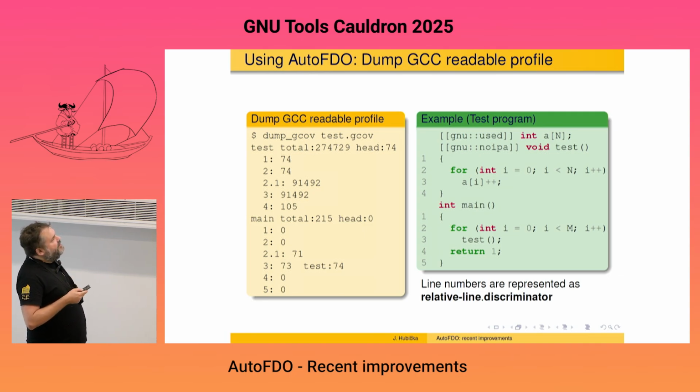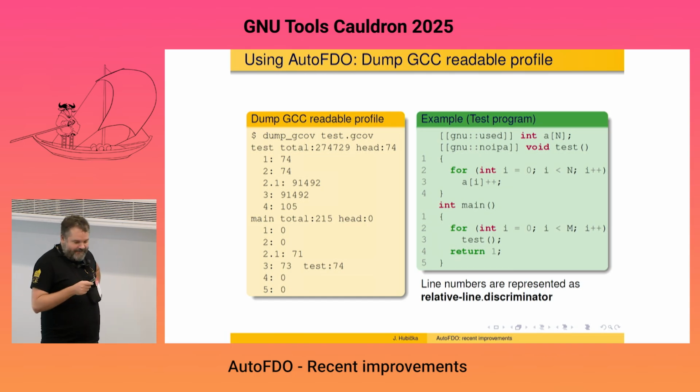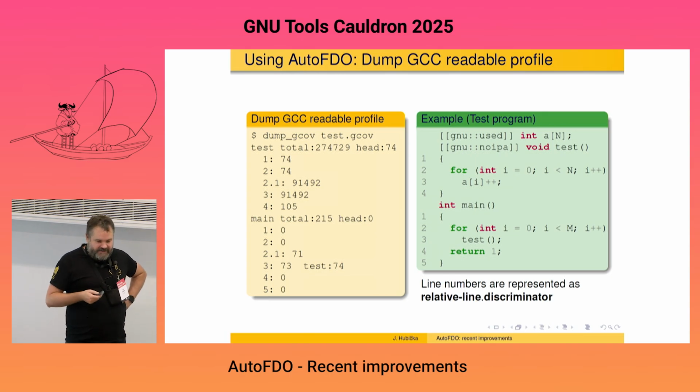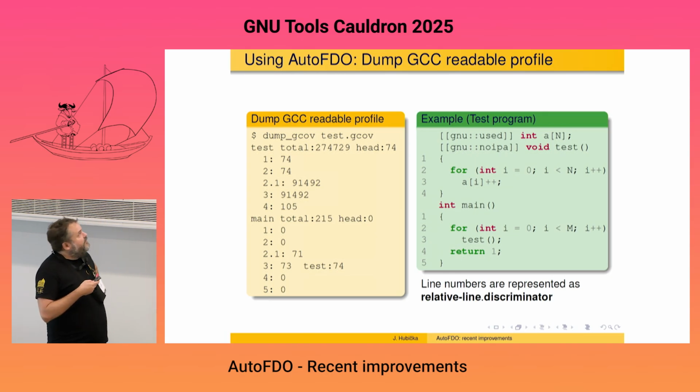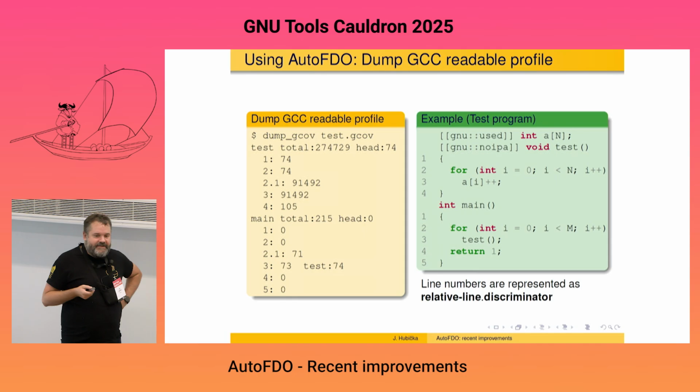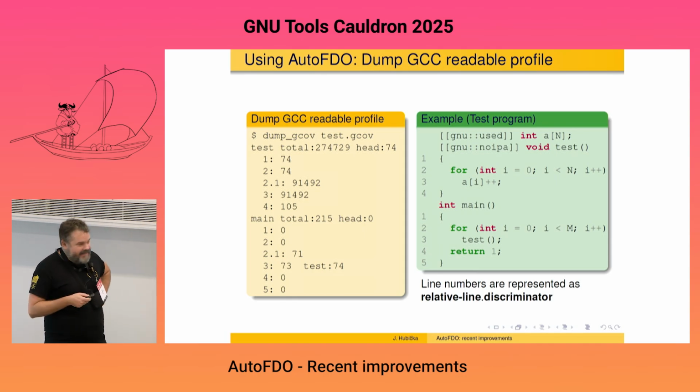It's basically saying that line 1, the beginning of the function, is executing 74 times. 2.1 is this test of i. So this is 2.0, this is 2.1, this is 2.2. Those are discriminators. And it's executing 91,000 times. Line number 3 is the increment. It's again executing 91,000 times. Line number 4 is the return, which is 105. So this is the information which GCC reads. And this is also the information which you can ship with your program, and it would be useful for the optimization.